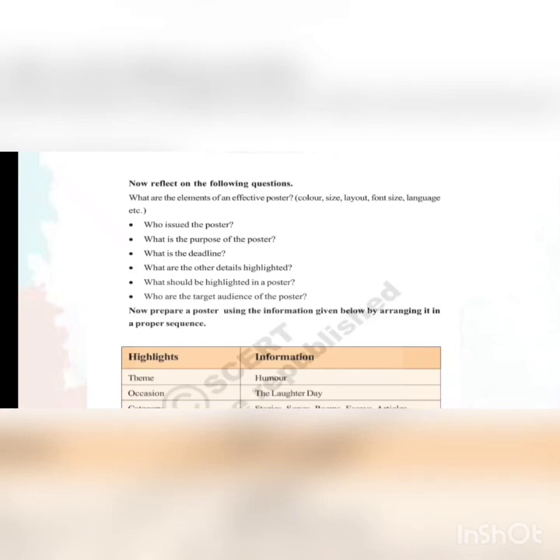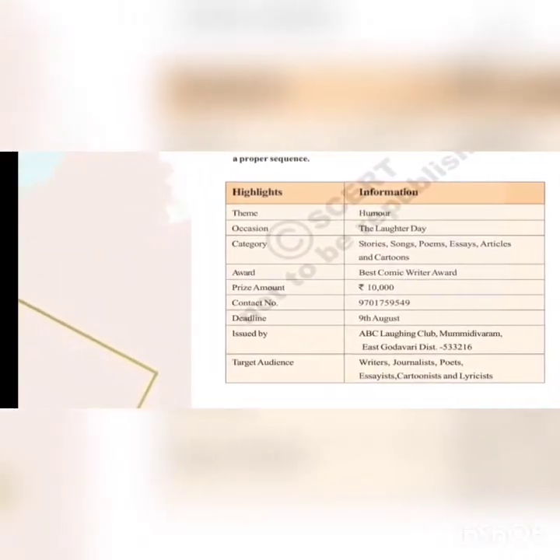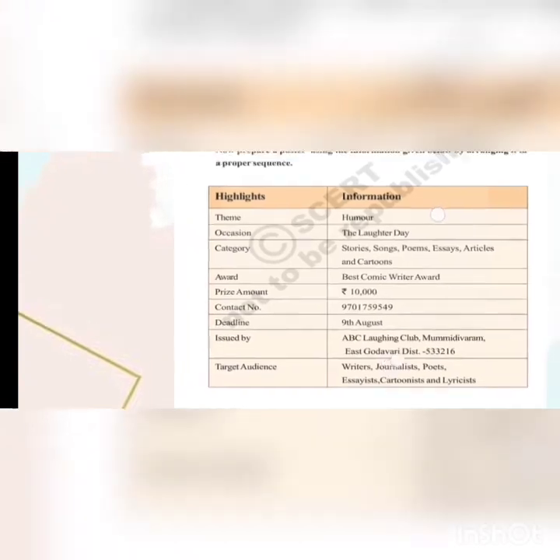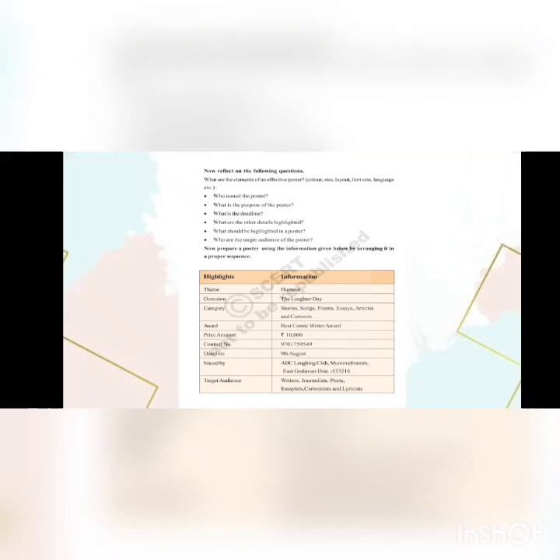Here they ask you to prepare a poster. Now prepare a poster using the information given below by arranging it in a proper sequence. I will explain, and there is one example also in your textbook. Using that poster, you can frame this information the same way. You just change the information. One thing you should remember while preparing the poster: it should be colorful and attractive, students. I think you understood what a poster is and how to prepare a poster, students. Let us see the next Roman, students.